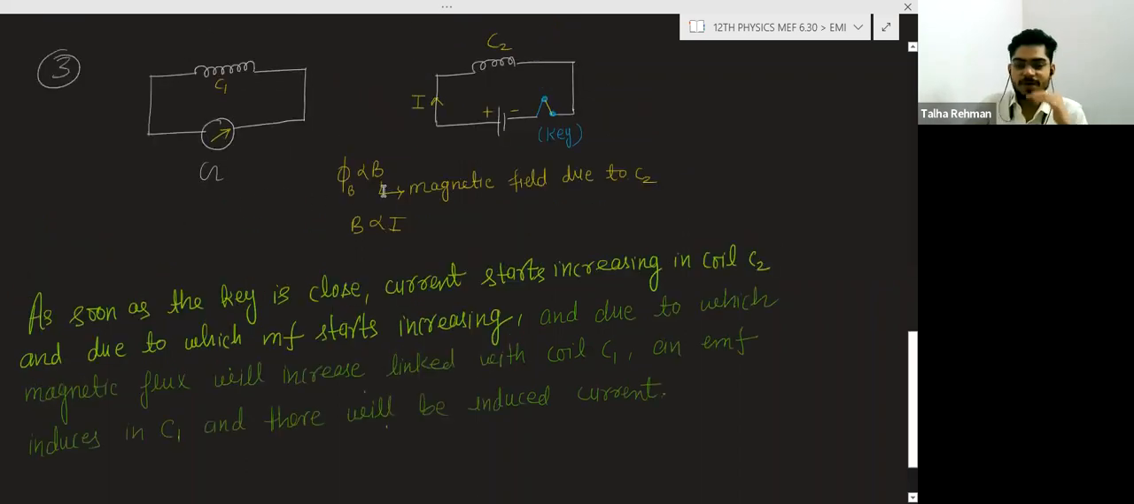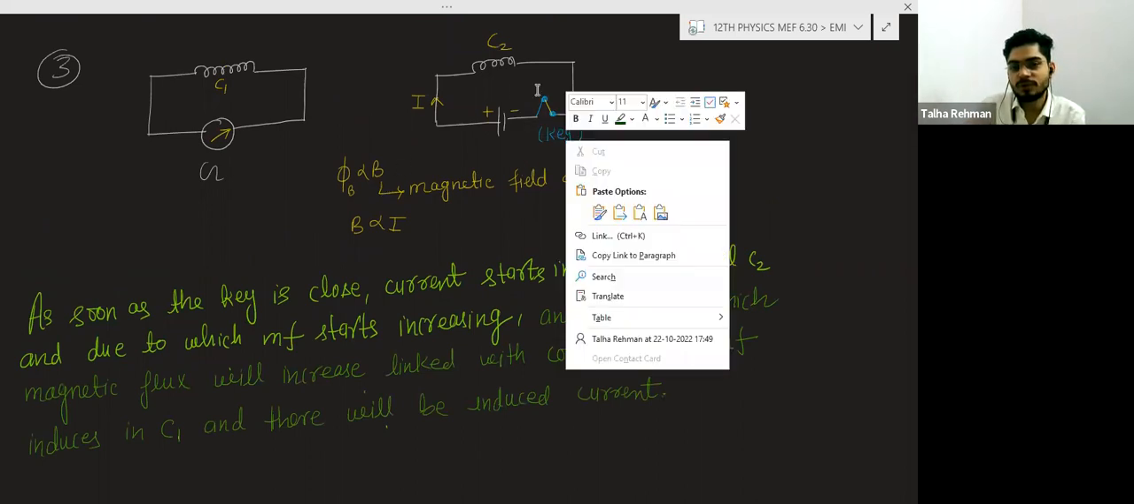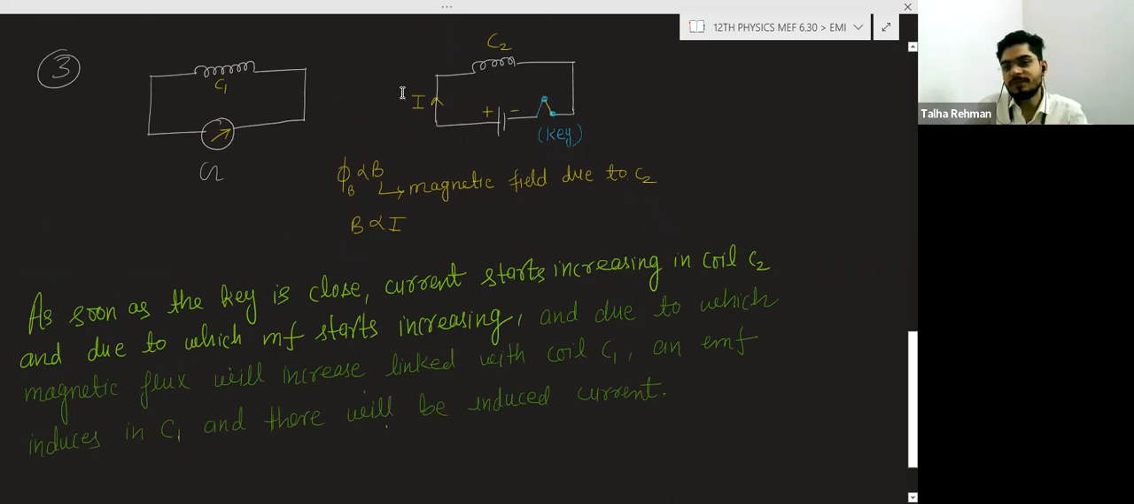Now what will happen after some time? After some time, when you have closed this switch, the current will become constant. Means this current will not change. This current will achieve some constant value. So there is no change in the current, so there is no change in the magnetic field due to this coil C2. So there will be no change in the magnetic flux linked with this coil C1, and there will be no induced EMF. There will be no induced current.